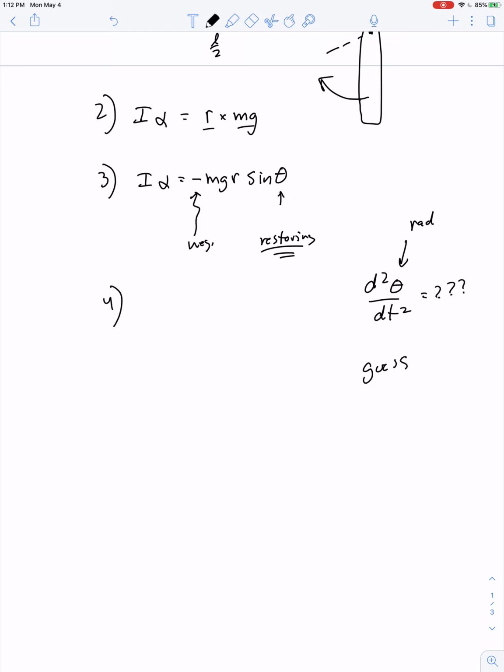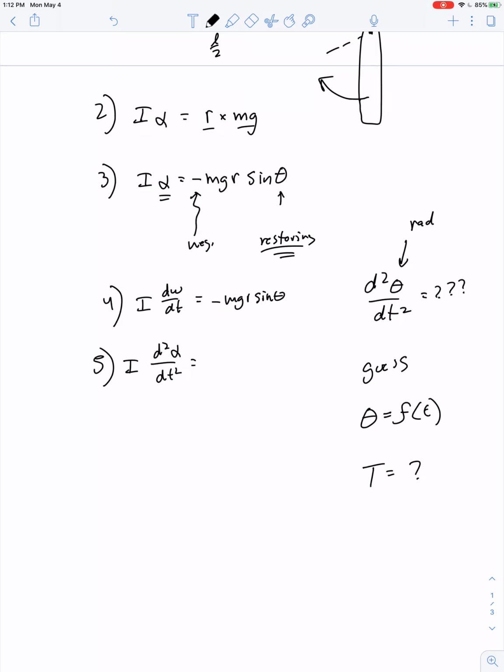From that, we'll come up with a guess of what we think angular position as a function of time can be expressed as, and then from that, we'll see if we can determine what the period of oscillation must be. So let's pick up where we left off. We can replace alpha with d omega dt. But then again, we can replace d omega dt with d2 alpha dt squared.